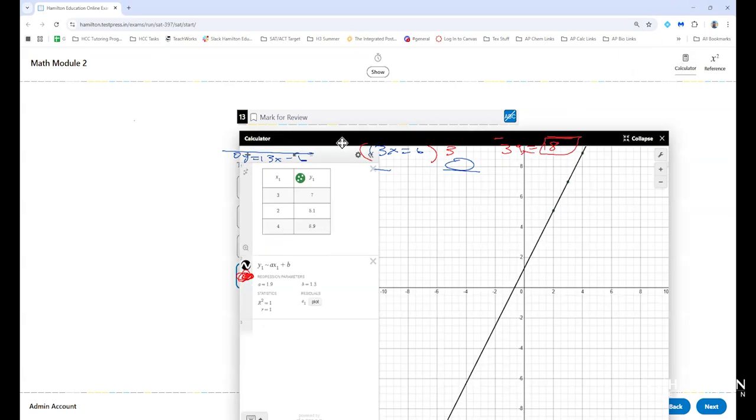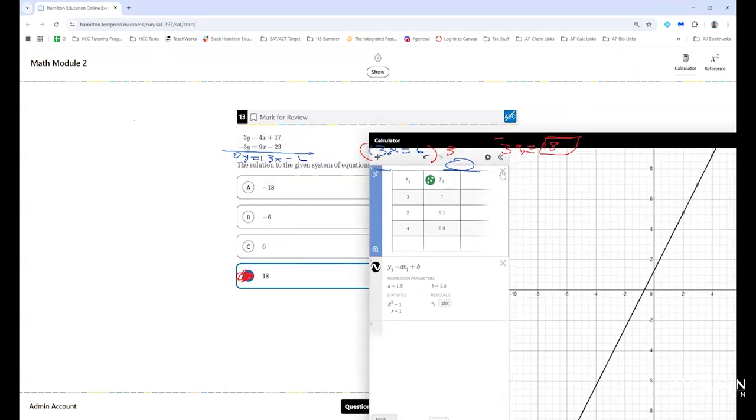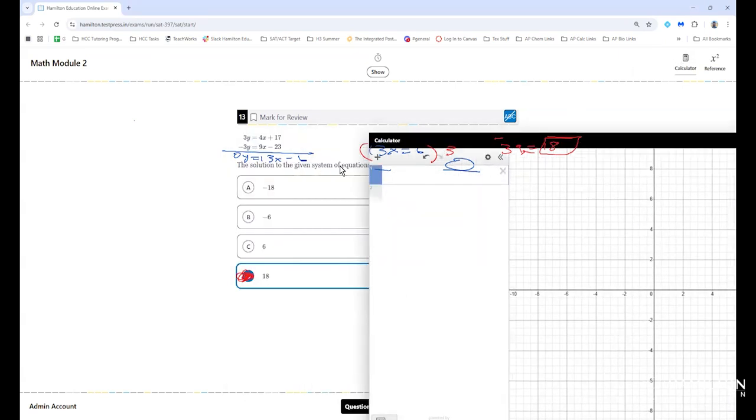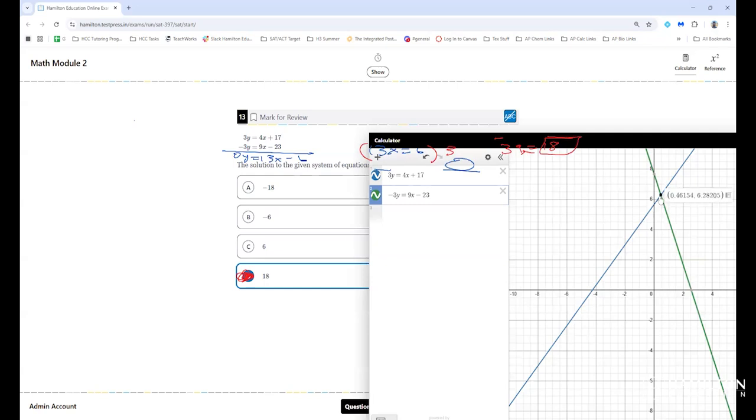So here's our calculator. You can delete the stuff from before or just turn it off. All right, so we had 3y equals 4x plus 17, and we had negative 3y is equal to 9x minus 23. So that's our point of intersection. So we're going to copy that over.